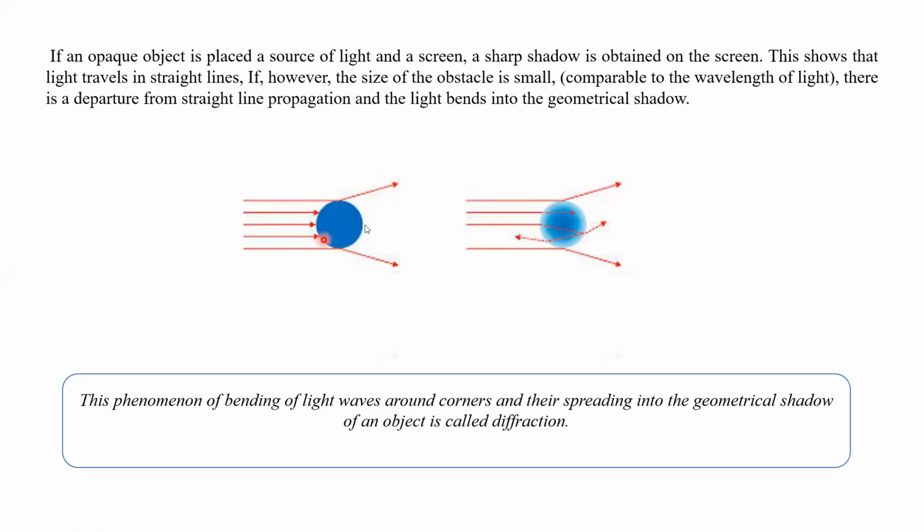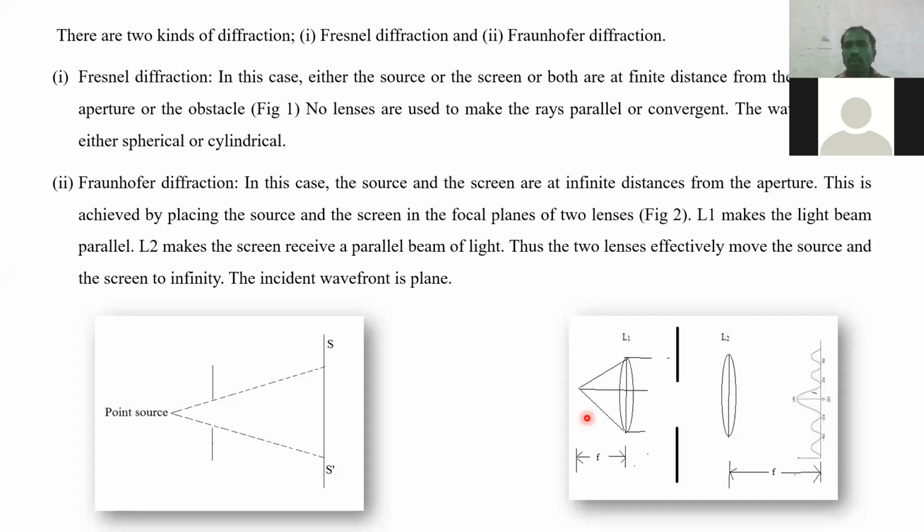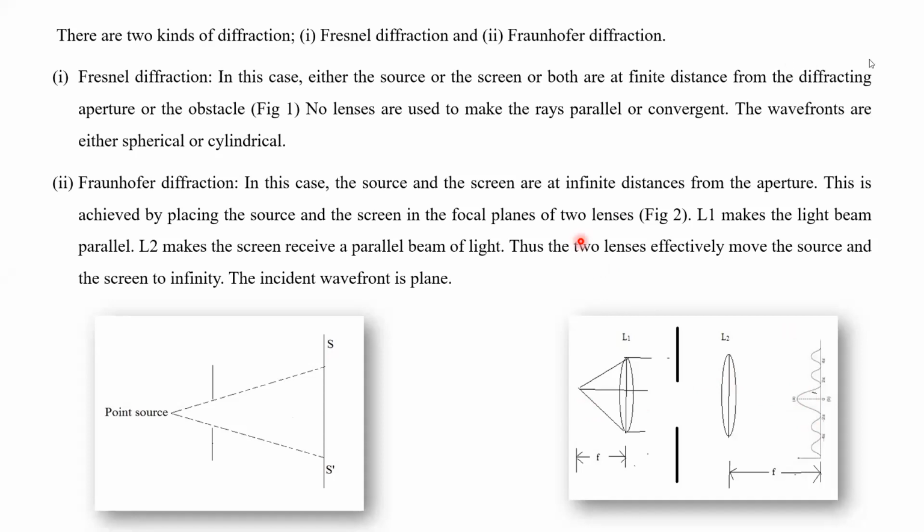Sorry, if an object is placed between a source of light and a screen, a sharp image is obtained on the screen. There are no lenses used to make the beam parallel or convergent. The wavefronts will be either spherical or cylindrical. This type of phenomenon is called Fresnel diffraction. In Fresnel diffraction, the source, obstacle, and the screen are at finite distances.